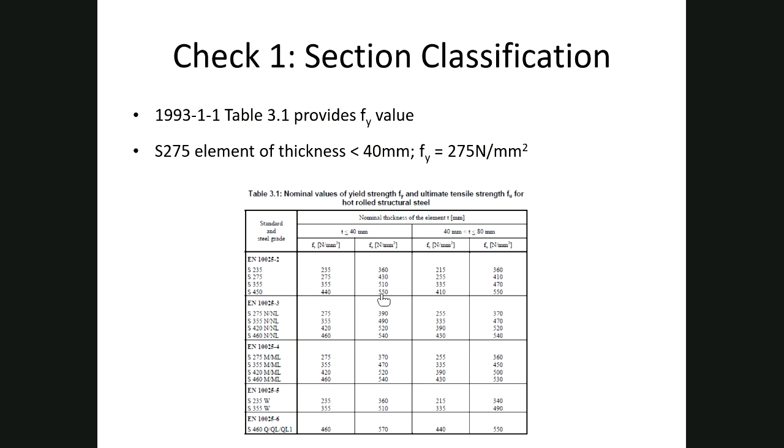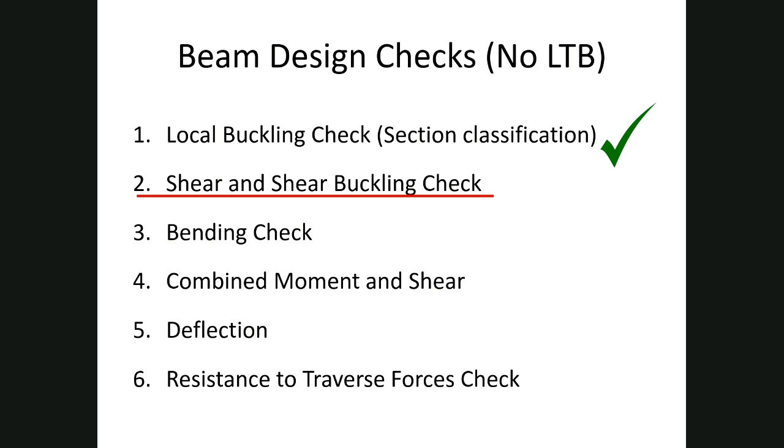We're going to use those in our design. If it's S355, then if the element we're looking at is less than or equal to 40 millimeters thick, we have a yield strength of 355 newtons per millimeter squared, and the ultimate strength is 510 newtons per millimeter squared. So that's the local buckling check done.